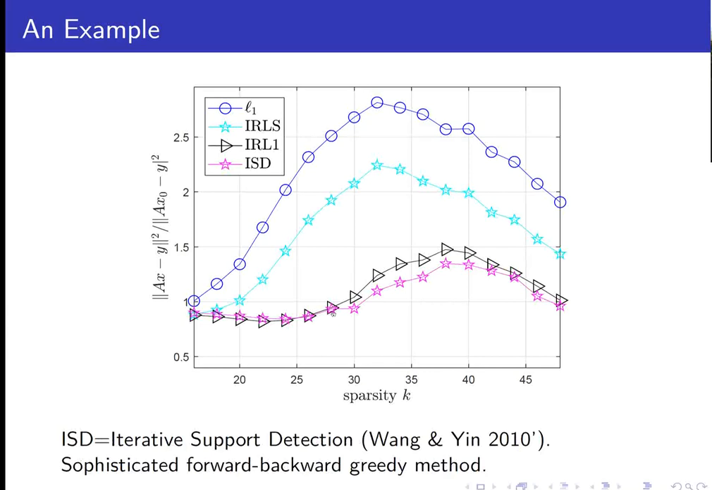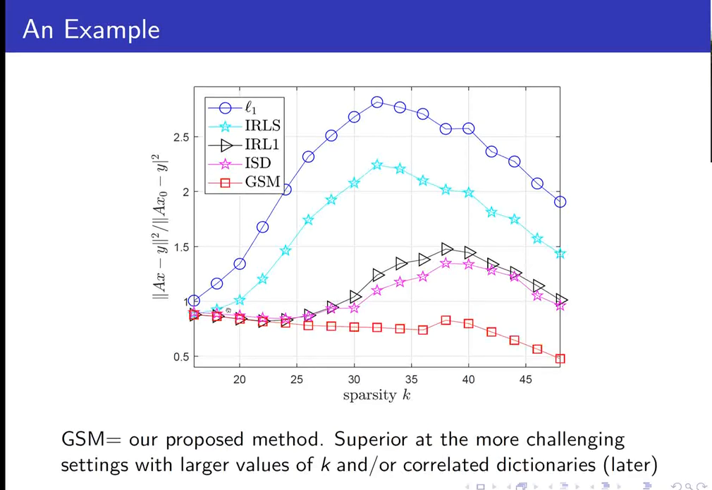The method that we found works perhaps the best is called iterative support detection. It's a greedy method that tries to find the correct support. And what I'm going to show you today is a method that we developed that in terms of finding solutions with small objectives, it's this red curve, okay? And let's focus for a minute on this sparsity level 36.